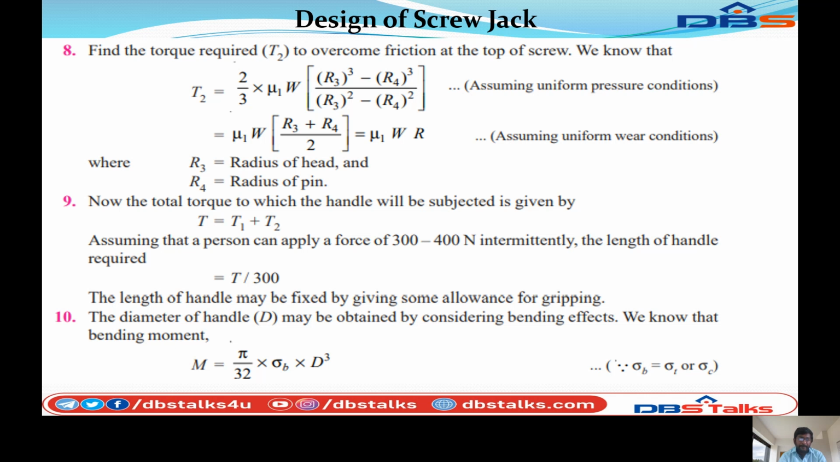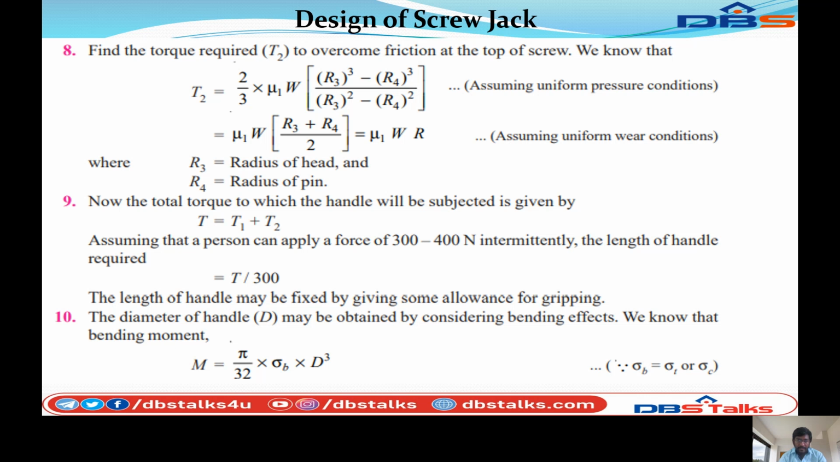So next, find the torque required T2, which is calculated to overcome friction at the top of the screw. So we know that T2 is equal to 2 by 3 into mu1 into W into R3 whole cube minus R4 whole cube by R3 whole square minus R4 whole square, assuming a uniform pressure condition.